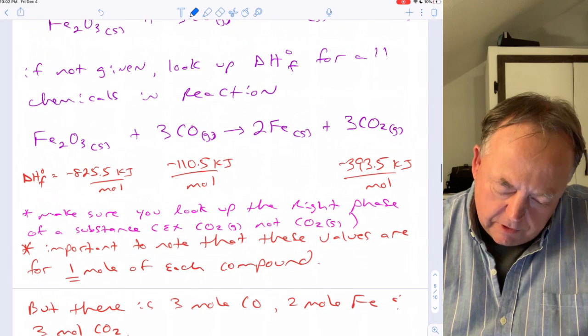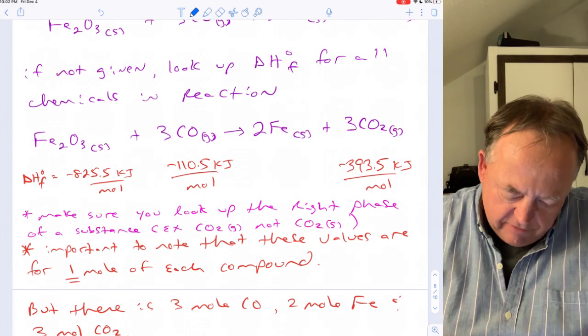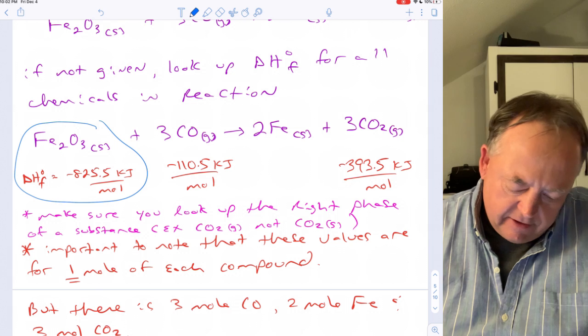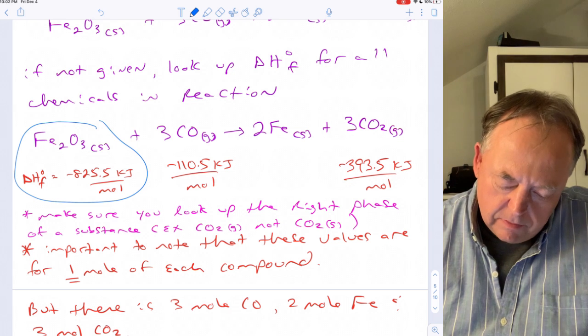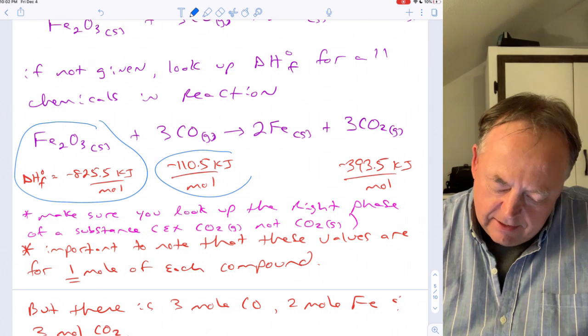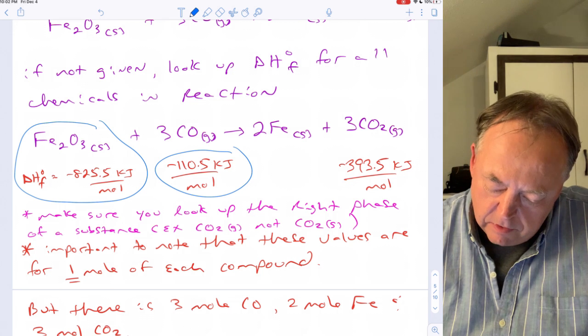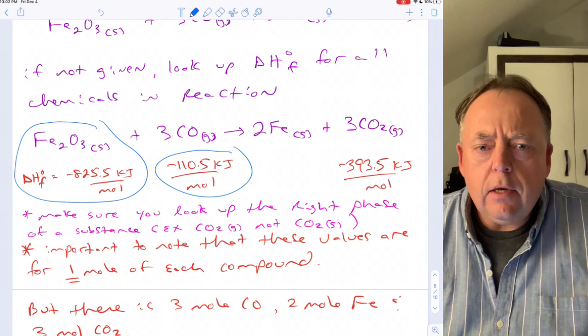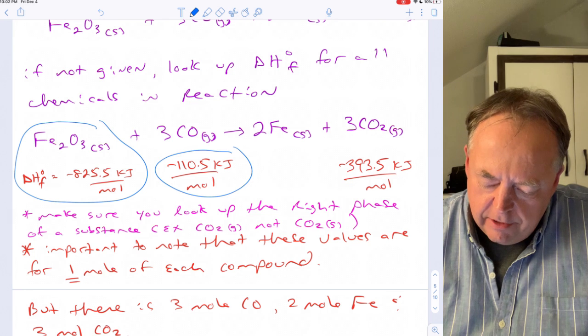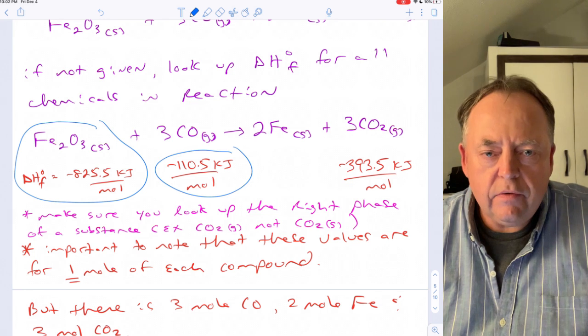Okay, so if you look up the heat of formations for everything, then Fe2O3 is negative 825.5 kilojoules per mole. Carbon monoxide is negative 110.5 kilojoules per mole. Iron, so what would iron solid be? I didn't write the value here, so see if we can predict what it will be.